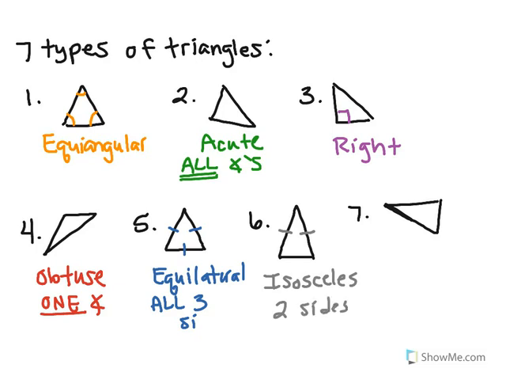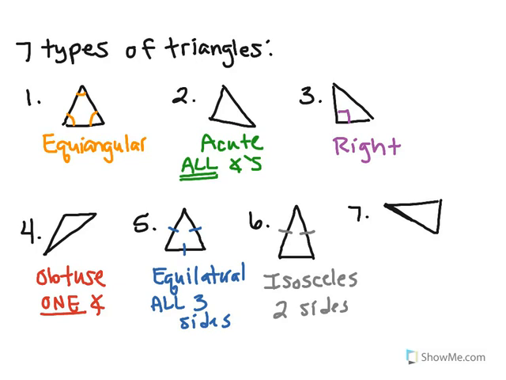Now, all equilateral triangles are also considered to be isosceles because an equilateral triangle has two sides equal to each other. I mean, all three of them are, but we know that we've got two of them as well. And that tells you it's also isosceles.